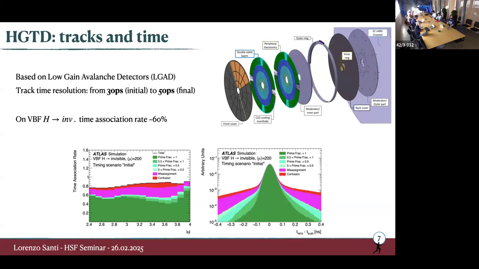Okay, so let's go into the performance of HGTD. It is based on the LGAD sensor, and it could guarantee from 30 to 50 picoseconds on the track time. And here you can see an example on VBF H to invisible, where you see that the track time association rate is around 60%, and on the right plot you can see the track time resolution as reco minus truth.